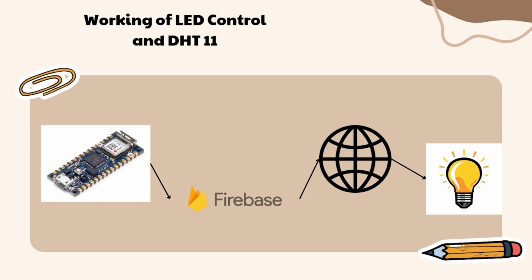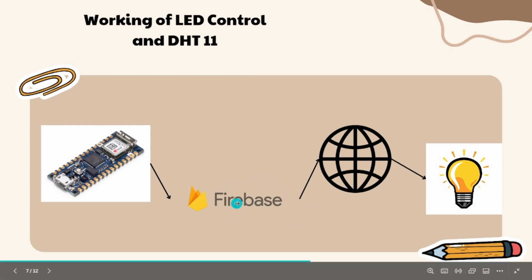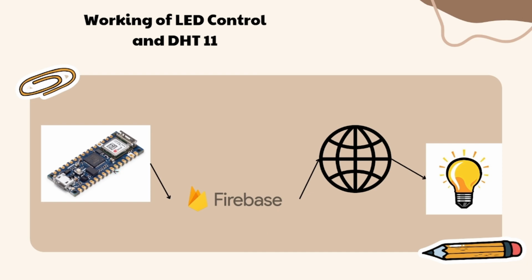But for the LED, first we have the GUI, which has the slider for the brightness of the LED. It changes the values of LED brightness and sends it to the Firebase. The Firebase then sends the new data to the Arduino. Arduino then sees the new data and executes the brightness on the LED.